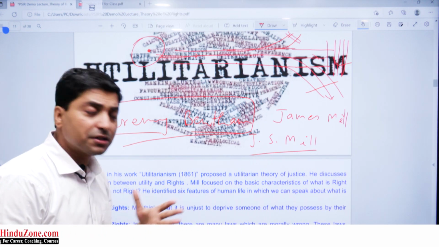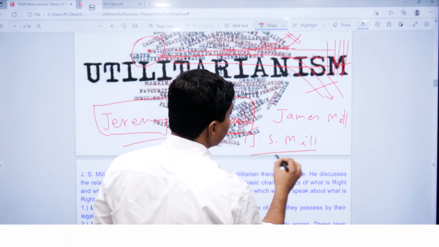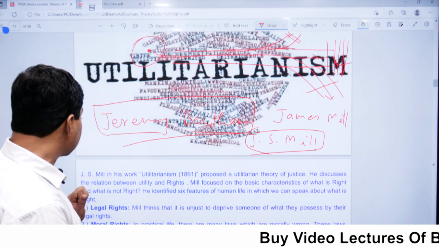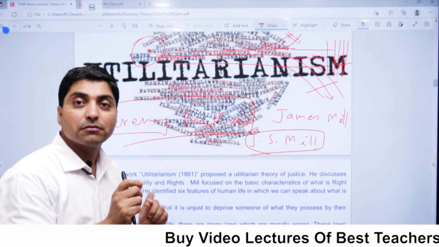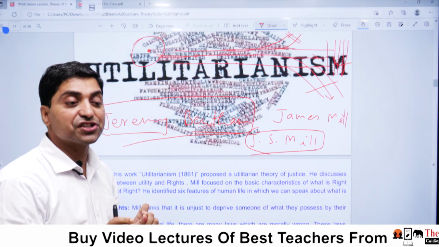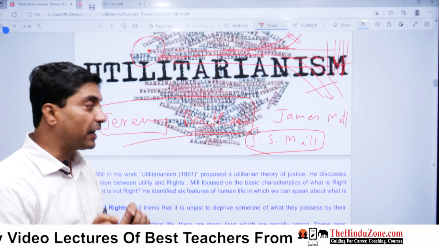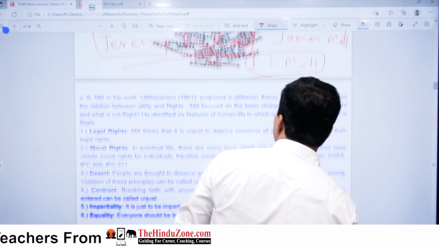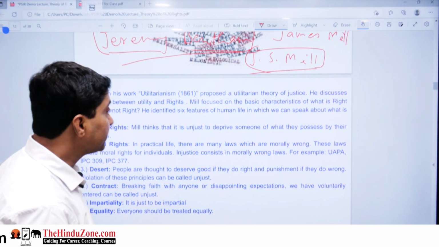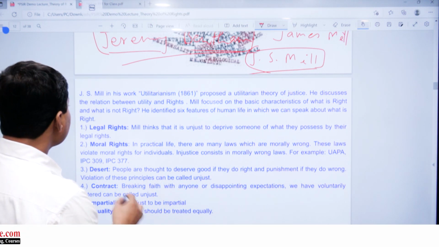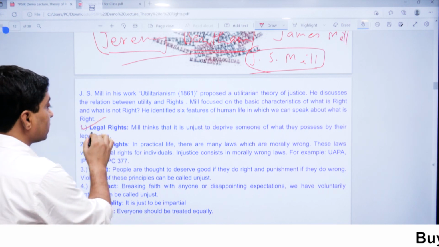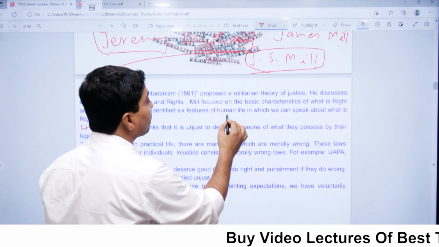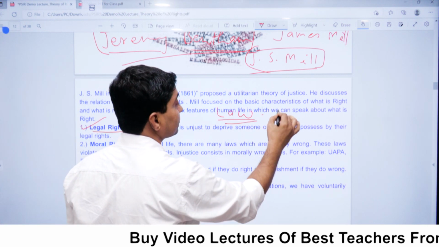Now his student J.S. Mill gave a different idea of rights, and he established a relationship between utility and rights, and he gave 6 characteristics of rights. What is a right? So he said legal right. What does J.S. Mill think? Everything which is provided by the law is a right.